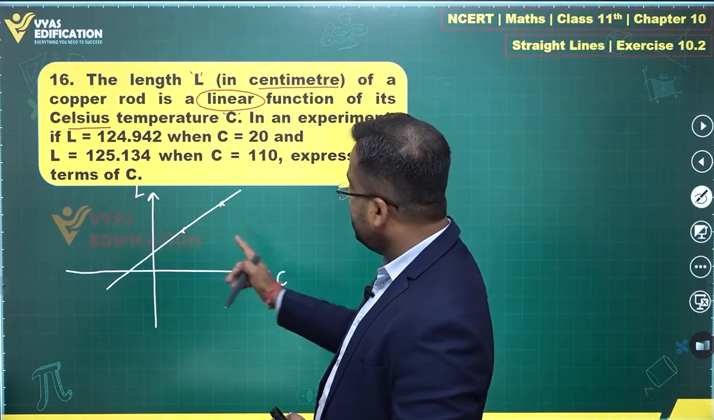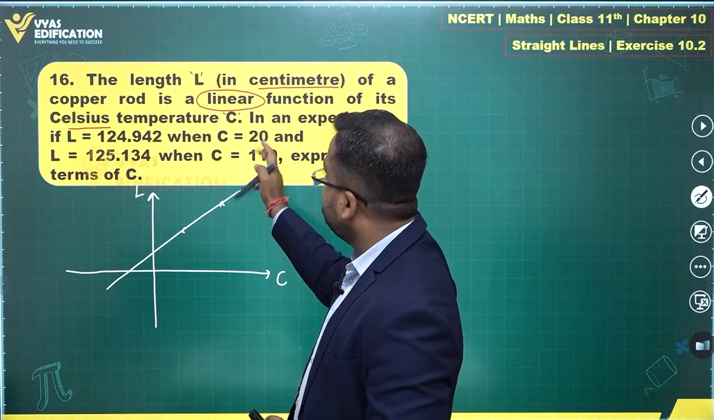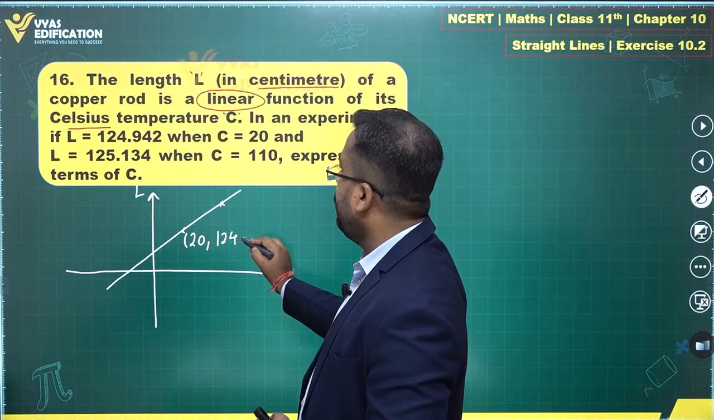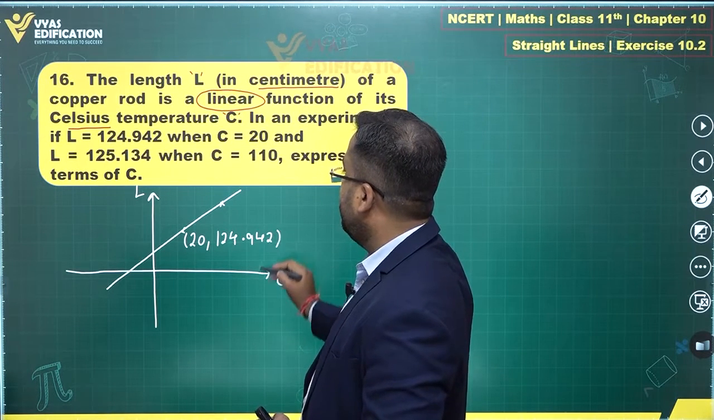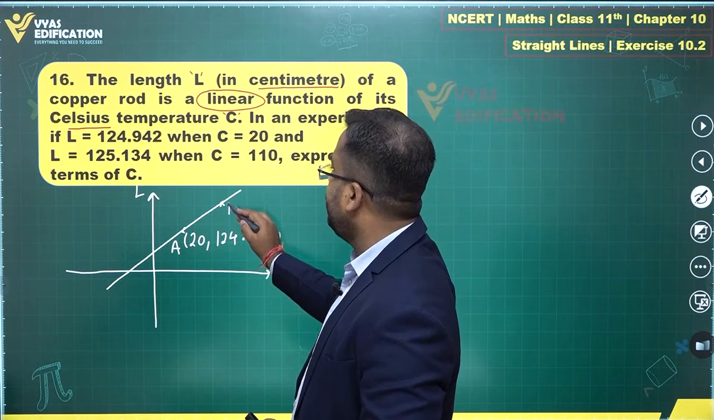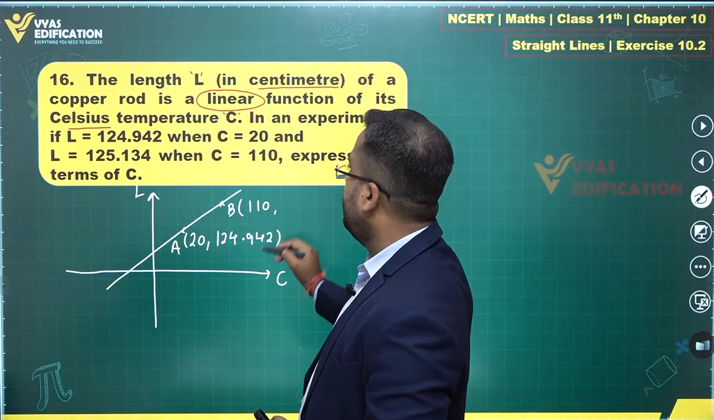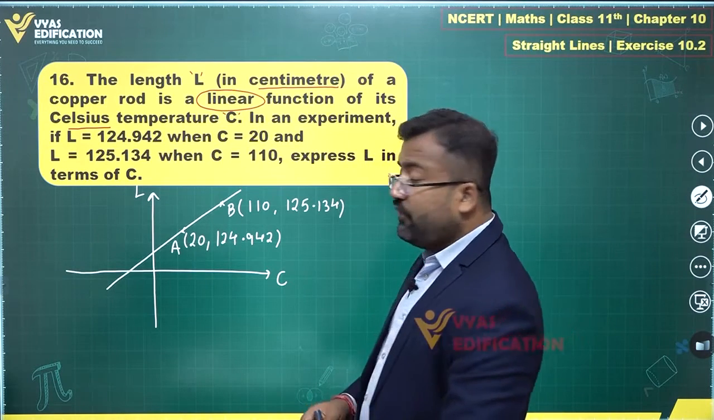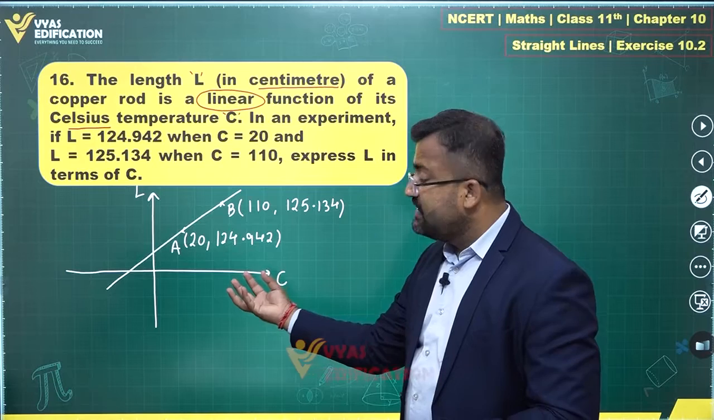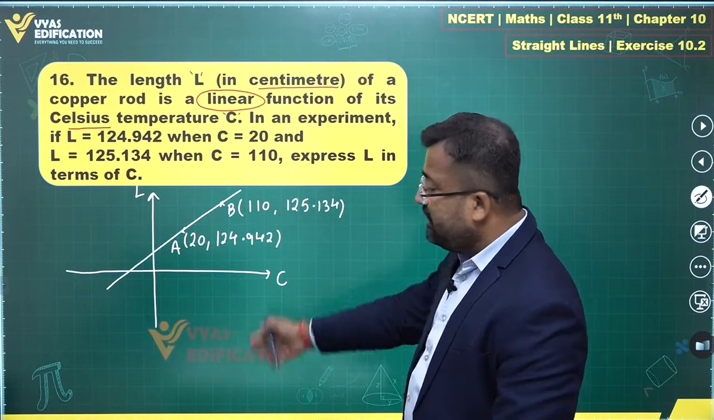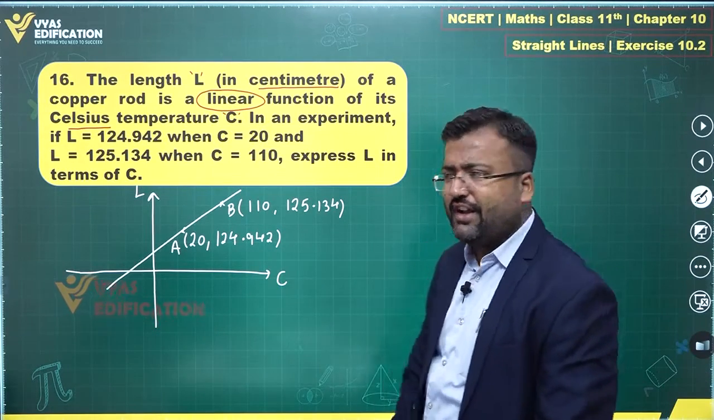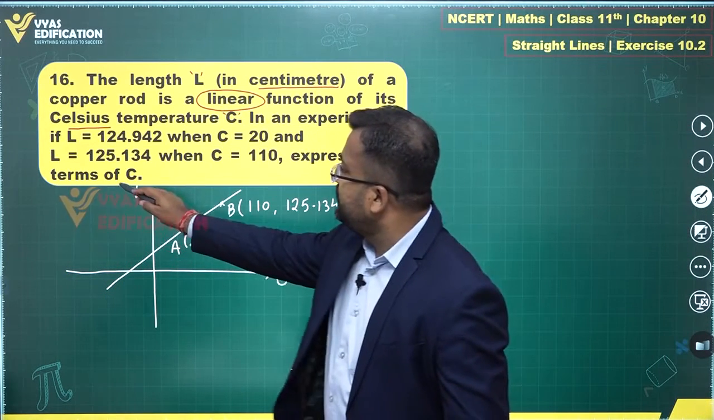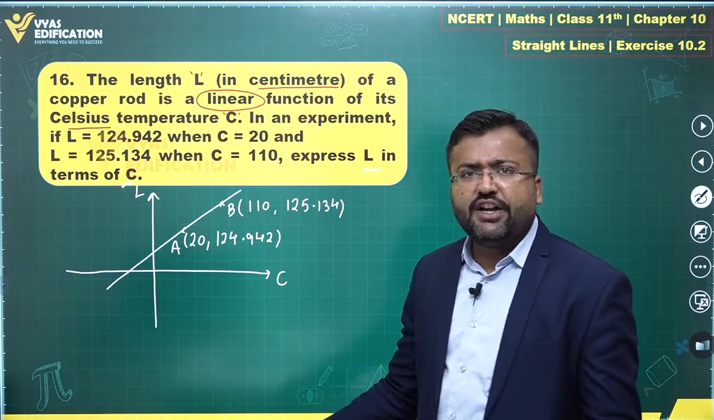Okay. C is on the x-axis, so the first point will be 20, comma 124.942. This is point A, let's say. The other point B will be 110, comma 125.134. Now, you have converted that whole problem into this graph now. And you can easily solve this graph because that's what we have been doing for so long, right? We can easily solve and get L in terms of C. Basically, Y in terms of X is what we are interested in.